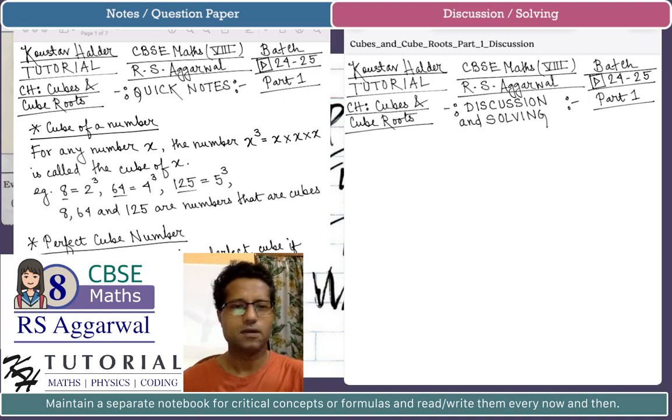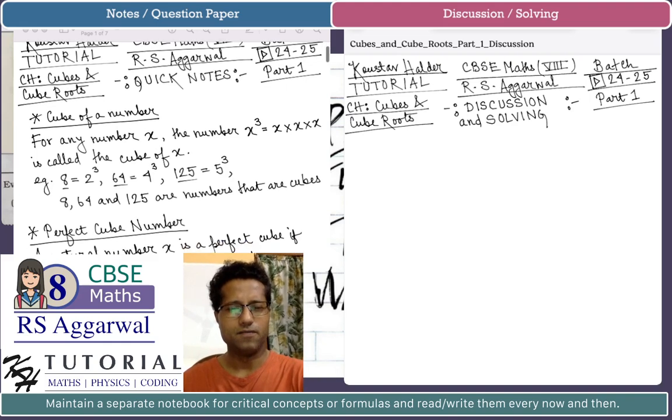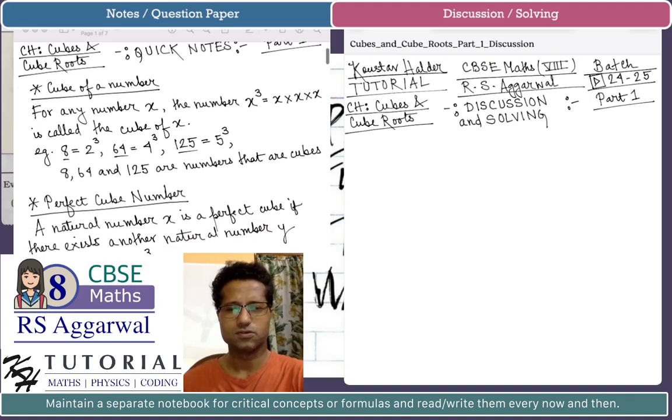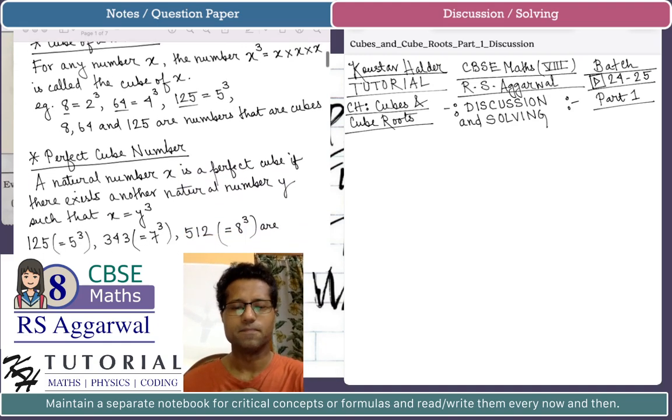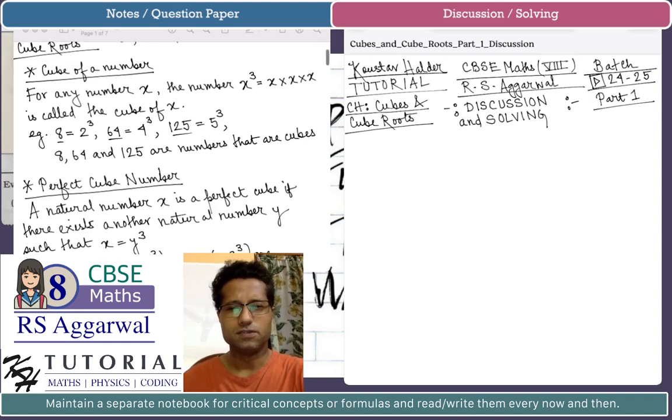Okay, so let's start. So cubes. What is the cube of a number? Now, I may not be thoroughly following the notes, but I'm just keeping the notes as a reference so that I know what I have to discuss. I may not be discussing the notes line by line. Okay. So, what is a cube of a number?